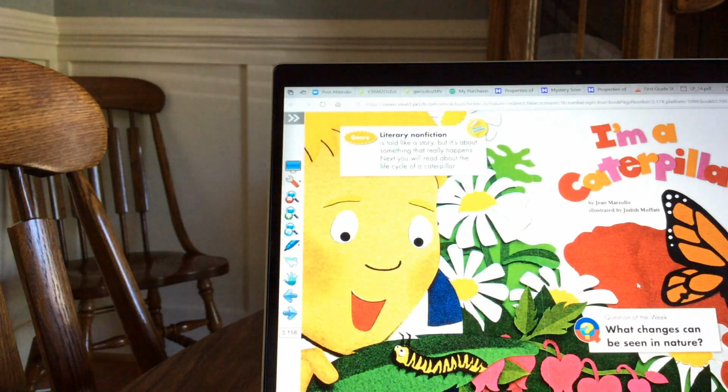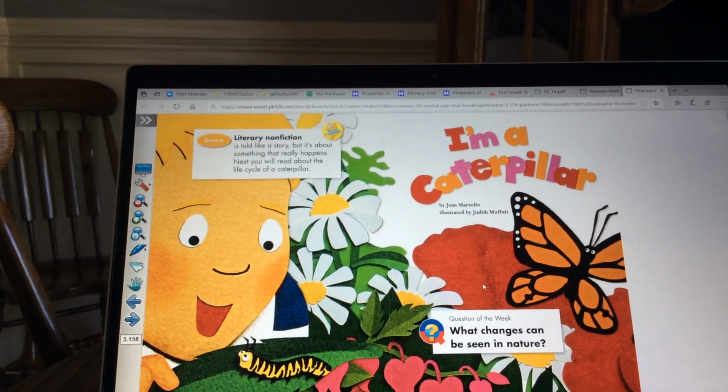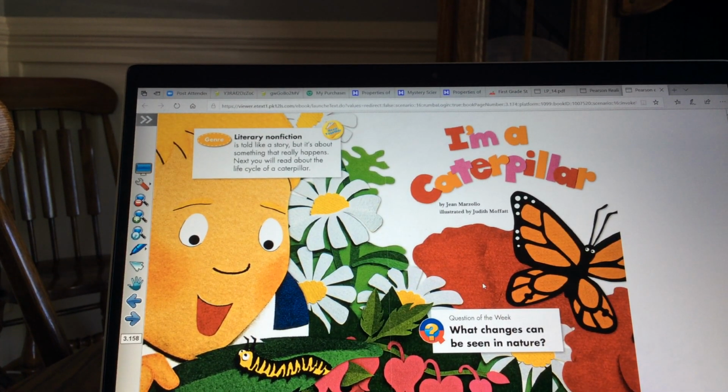All right, so the title of our story is I'm a Caterpillar. Now, this text is considered literary nonfiction. It means it tells about real people or animals, real places, and true events. So that means that the information that we're going to read about is true. It really happens. It's real life. Okay. So the title is I'm a Caterpillar, and the name of the author is Jean Marzallo. So we know that the author writes the words and the illustrator draws the pictures. And the name of this illustrator is Judith Moffat.